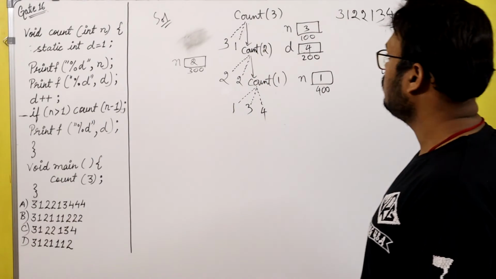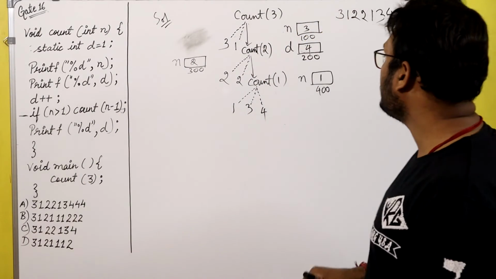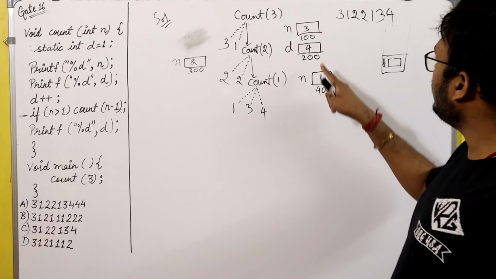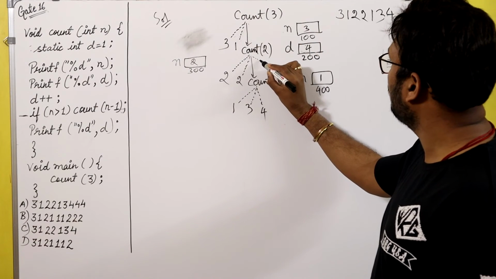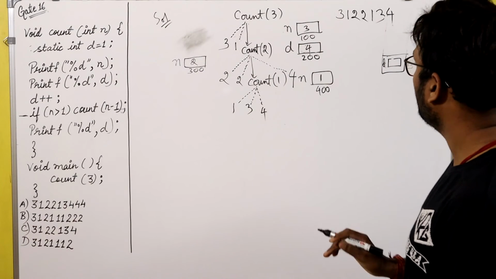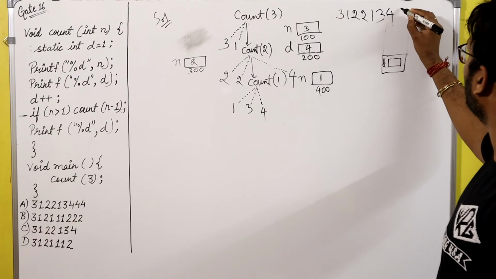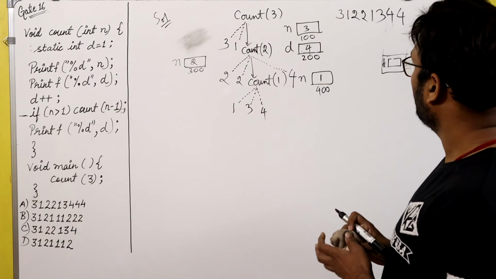Fine. So what is this line? printf %d. What is the value of d? The value of d is 4. So let's print 4 here. Another 4 is printed.